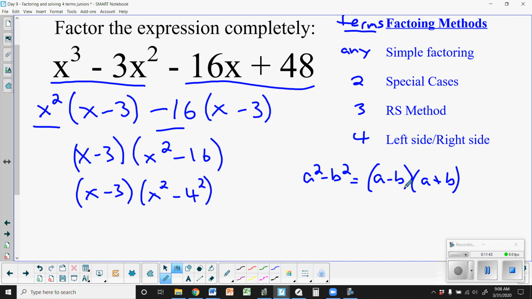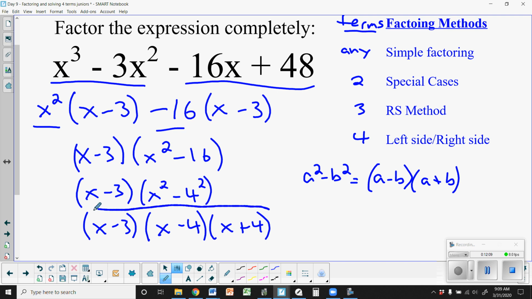Remember, we figured this out because we multiplied these together and we got a squared minus b squared. So then that's why we know that this pattern works. So it's just going to be x minus 3, and then it's going to be, now it's a minus b, so x minus 4 and x plus 4. And these are our 3 factors. So this is factored completely now. We can no longer do any more factoring.